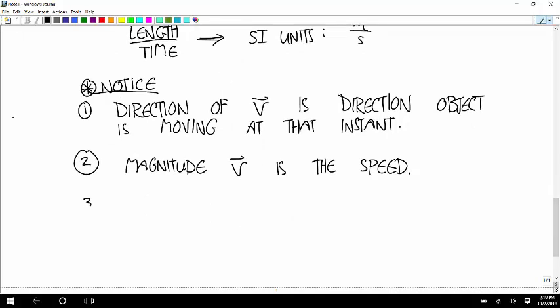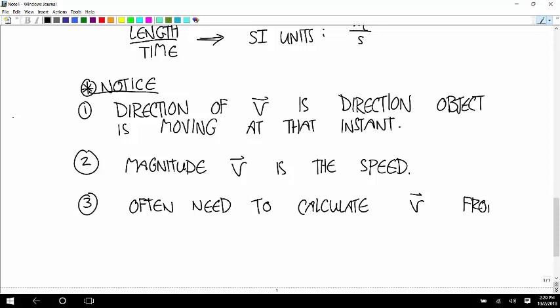And the third thing to keep in mind is that velocity is the one where we're really often going to be given a magnitude and a direction, like an angle, and have to come up with the components from that. So we'll often need to calculate the velocity vector from its speed and angle.